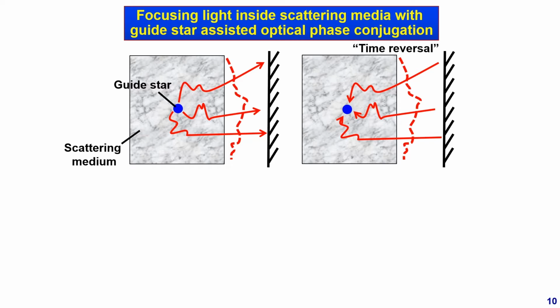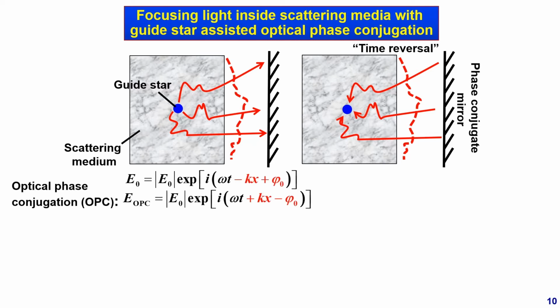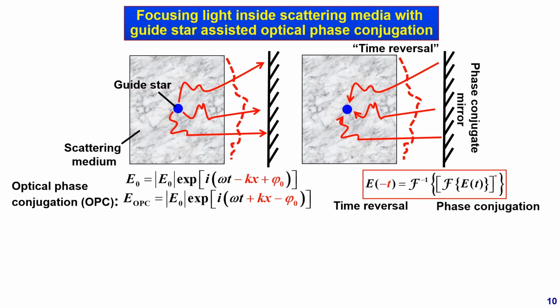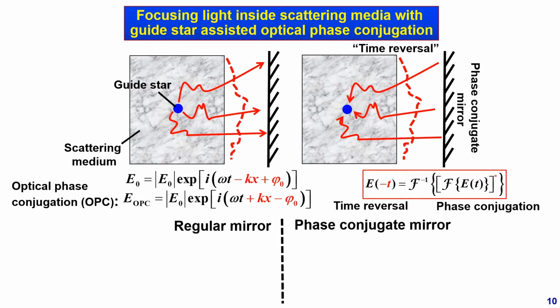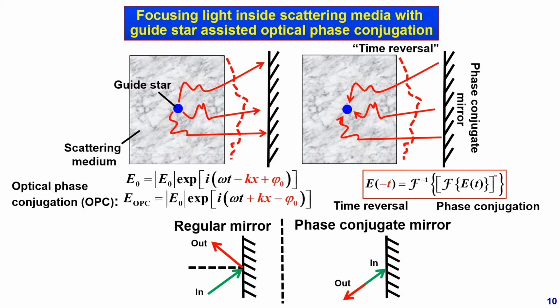Fortunately, we can do something called optical phase conjugation using this phase conjugate mirror to achieve the equivalent time reversal. By definition, optical phase conjugation of a light field E0 is achieved by conjugating the phase of E0 at each frequency. Mathematically, we can prove that phase conjugation is equivalent to time reversal. Here is a comparison between a regular mirror and a phase conjugate mirror that performs optical phase conjugation. A regular mirror would reflect a beam to this direction, while a phase conjugate mirror would reflect the beam back to where it comes from, as if time has been reversed.